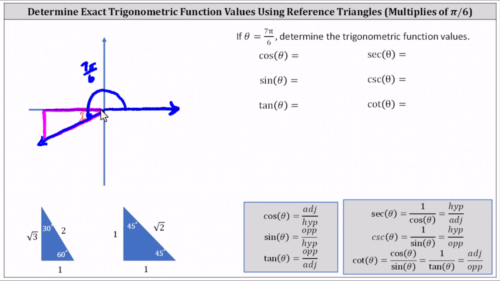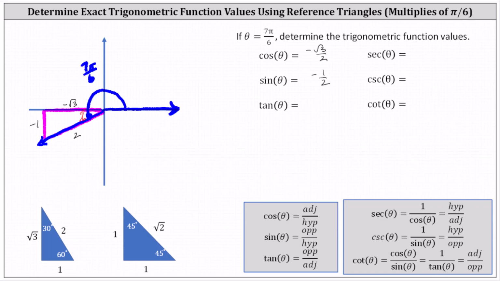We can label the longer horizontal leg negative square root 3, the shorter vertical leg negative 1, and the hypotenuse 2. And now we can use this reference triangle to determine all 6 trigonometric function values. Cosine 7 pi divided by 6 equals the ratio of the adjacent side to the hypotenuse, which is negative square root 3 divided by 2. Sine 7 pi divided by 6 equals the ratio of the opposite side to the hypotenuse, which is negative 1 divided by 2, or negative 1/2.